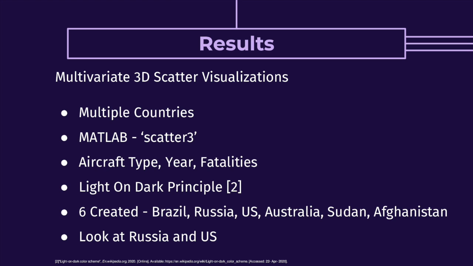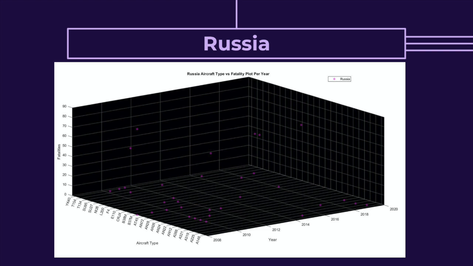From these plots, we can visualize almost exactly where a specific accident took place and the number of fatalities and aircraft type involved within a country. From this visualization, it is evident that Russia has a spread of fatal and non-fatal accidents within the decade. There exist two clusters of non-fatal incidents at the start of the decade and a cluster of fatal accidents at the end of the decade.